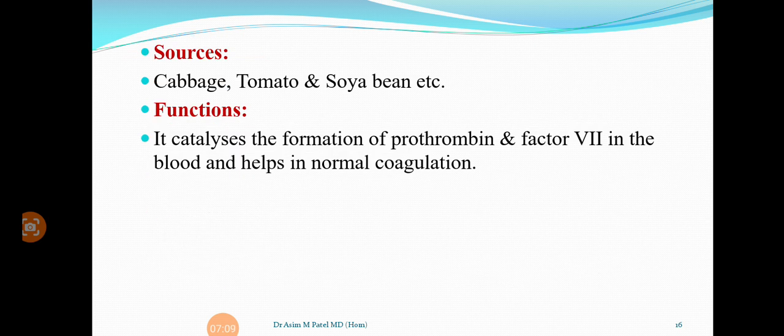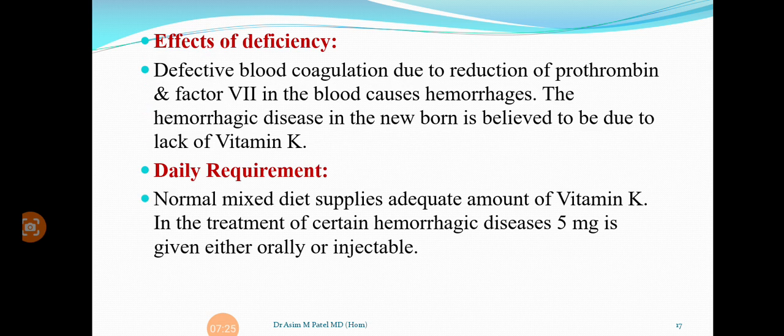The sources of vitamin K are mainly cabbage, tomato, and soya bean. The functions of vitamin K: it catalyzes the formation of prothrombin and factor 7 in the blood and helps in normal coagulation. Deficiency of vitamin K can cause defective blood coagulation due to reduction of prothrombin and factor 7 in the blood, causing hemorrhage. The hemorrhagic disease in the newborn is believed to be due to the lack of vitamin K.